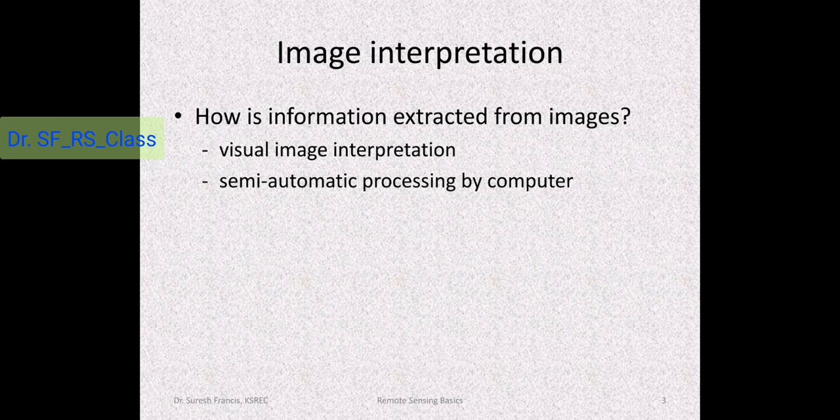So we have basically two. One is the visual interpretation by a domain expert, and the other one is interpretation or classification with the help of a computer and the domain expert. Semi-automatic is with the combination of expert and this system. Fully automatic systems are now being practiced with the help of artificial intelligence and machine learning processes.